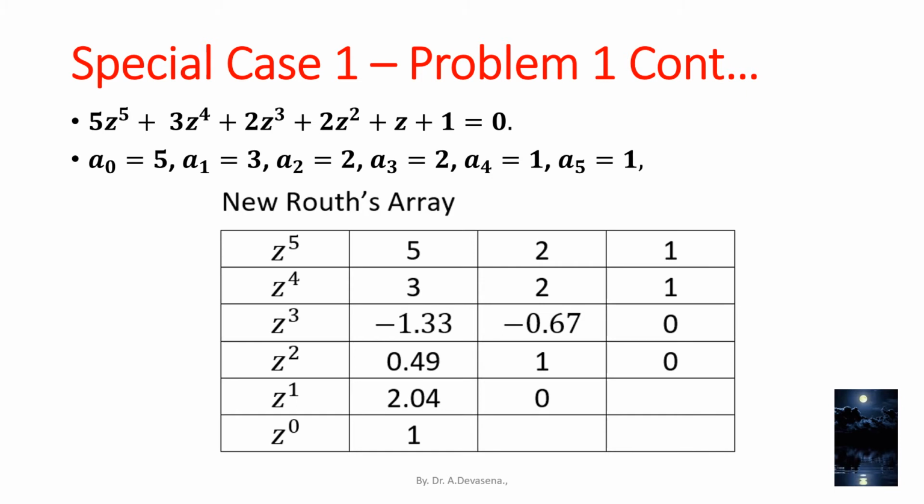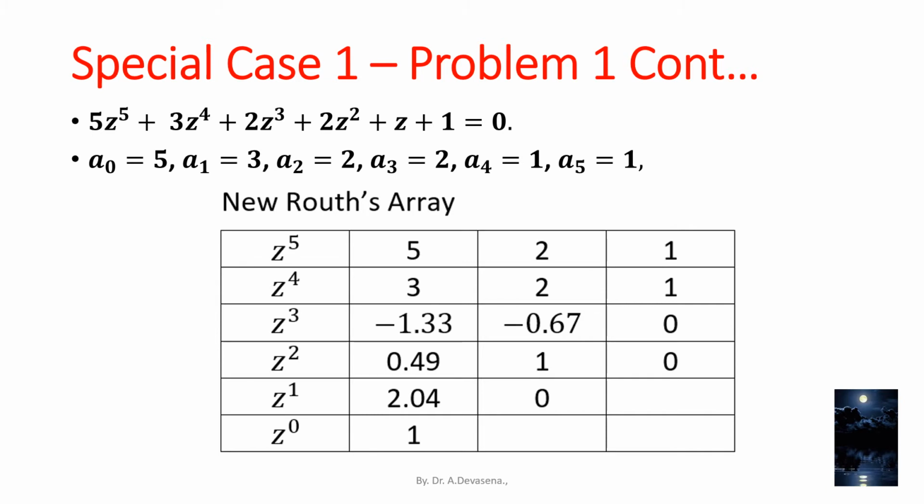b1 value is 3 into 2 minus 5 into 2 divided by 3. Its value is minus 1.33. b2 value is 3 into 1 minus 5 into 1 divided by 3. Its value is minus 0.67. The value of b3 is equal to 0.